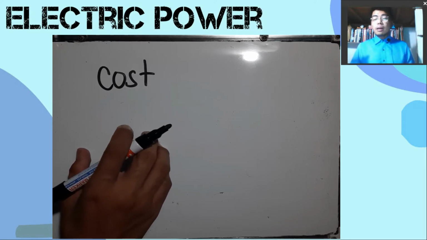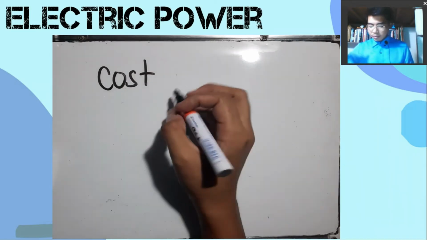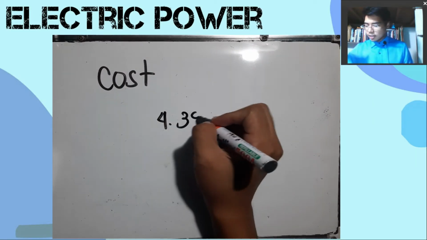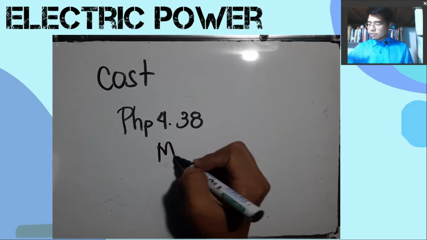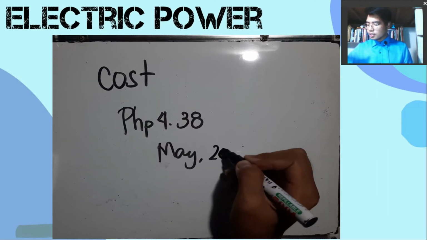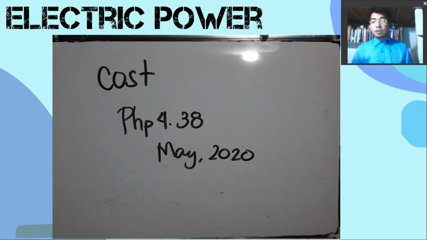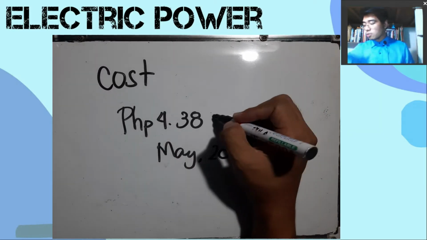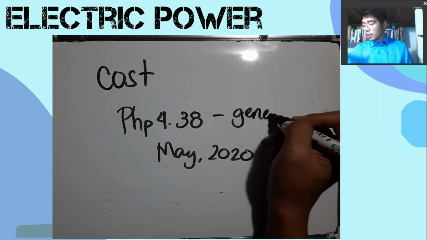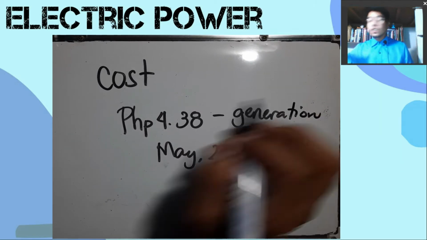As of May 2020, it is equivalent to 4 pesos and 38 centavos. Once again, as of May 2020, this is the amount for 1 kilowatt-hour of electricity. Whenever you consume 1 kilowatt-hour of electricity on any type of gadget, you spend 4 pesos and 38 centavos for the generation. It is not the total cost.